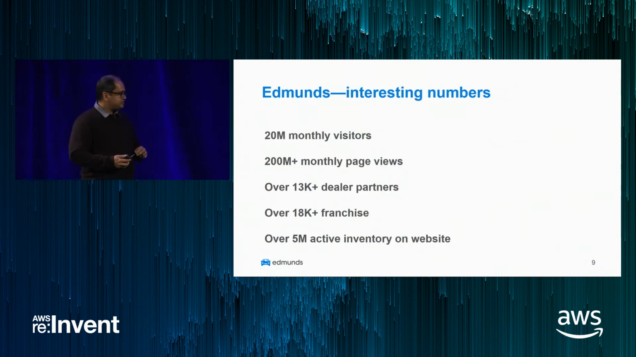A couple of interesting things for you to size up the data volume that we're talking about. We get about 20 million unique visitors a month. We serve about 200 million page views a month. We have several thousands of partners and franchisees. And on any given day, we have over 5 million inventory on the website. These are the vehicles that are up for sale. I'm sure you can imagine that means a lot of data.